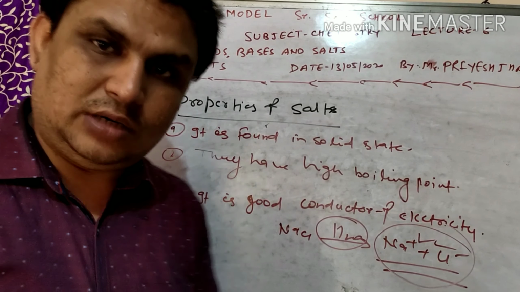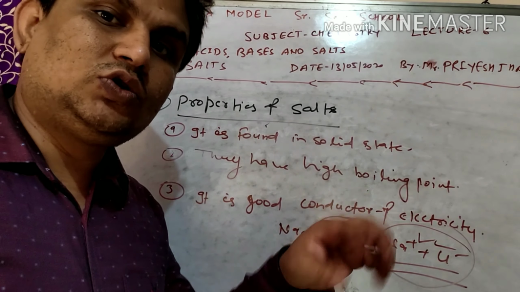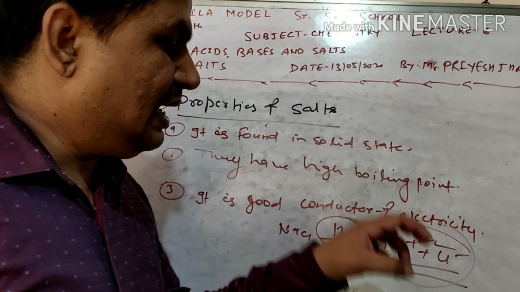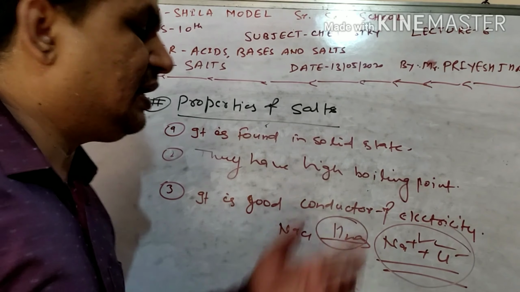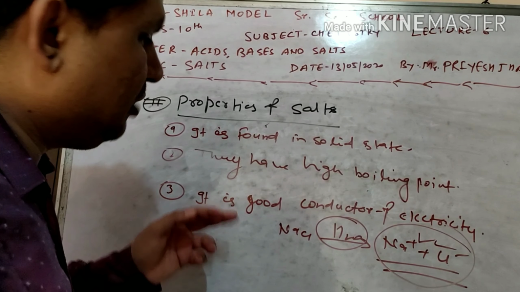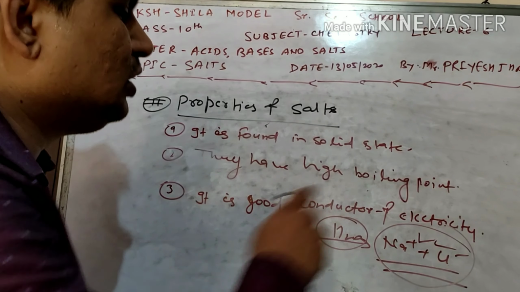किसी भी सॉल्ट को जब हम वाटर में डालते हैं, देन होता क्या है कि वो सॉल्ट अपने आयंस में ब्रेक हो जाता है, और आयंस में ब्रेक होने के कारण उसके नंबर ऑफ आयंस बढ़ जाते हैं, और नंबर ऑफ आयंस बढ़ने के कारण क्या होता है? उसकी कंडक्टिविटी बढ़ जाती है. तो ये भी एक प्रॉपर्टी ऑफ सॉल्ट्स है.